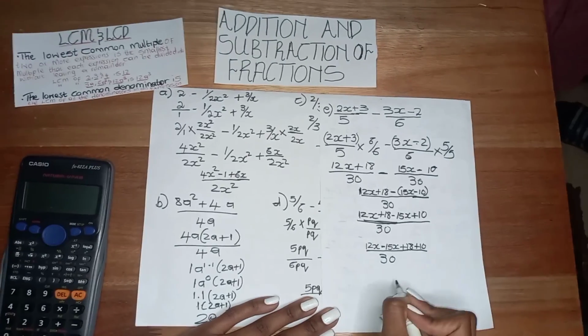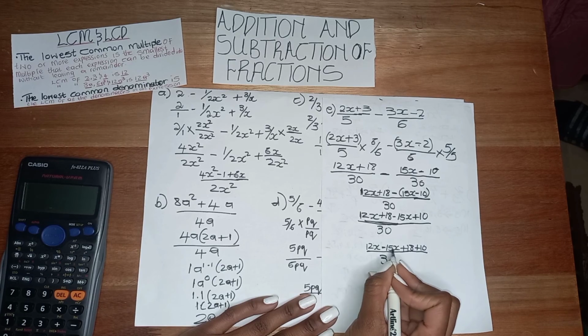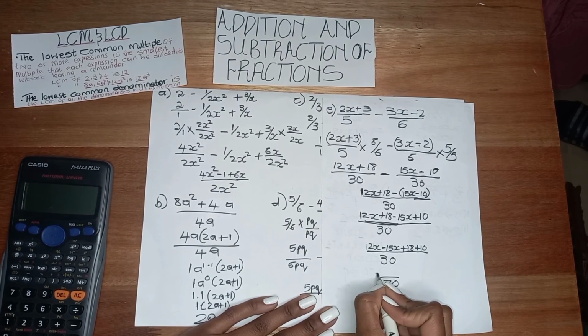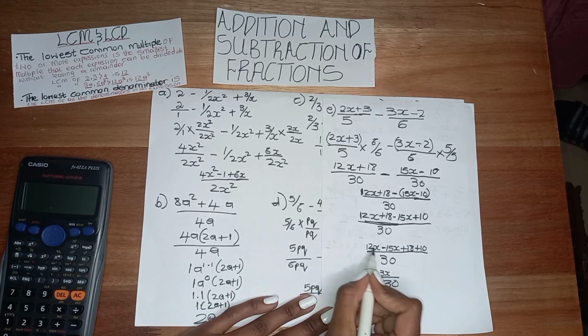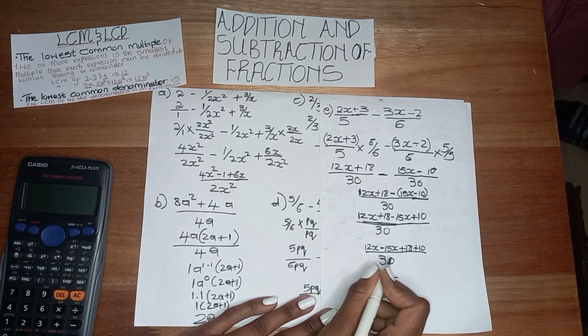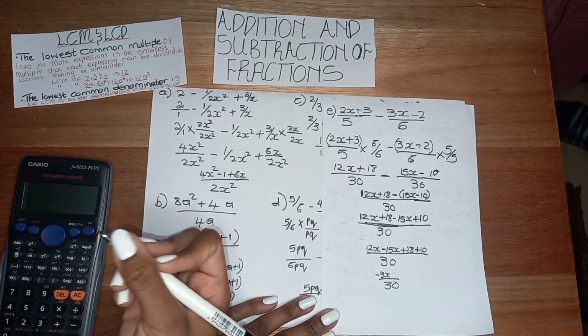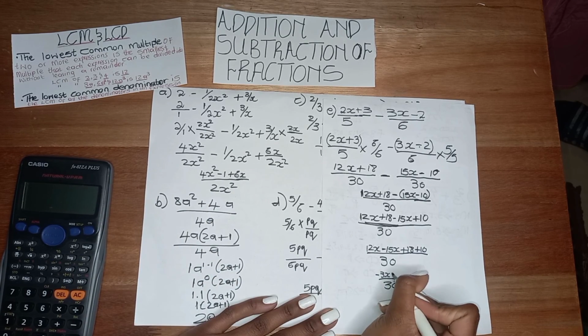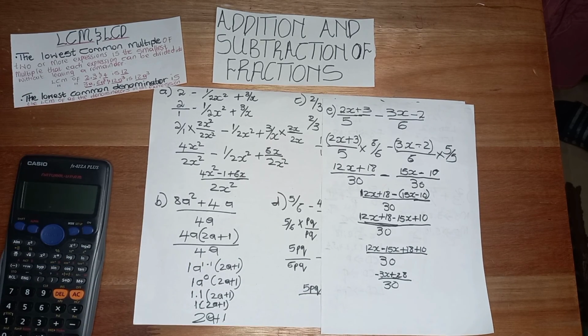So let's simplify. Over 30, 12x minus 15x is negative 3x. So you're going to minus the coefficients. 12 minus 15 is negative 3, and then you keep the variables. We keep the variable just the way they are, and then positive 18 plus 10 is positive 28. And this is your final answer.